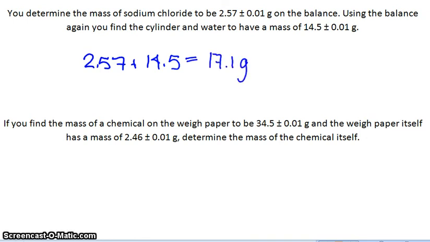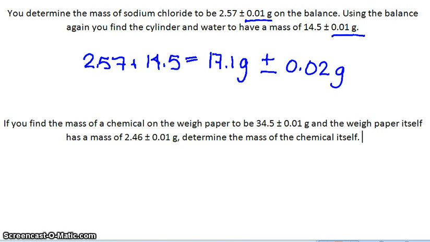Now that's the easy part. The hard part is figuring out the uncertainty. So when we are doing this experiment, we use the balance once to weigh the sodium chloride, and we use the balance again to weigh the cylinder and the water, which means that the uncertainty of the balance has basically been doubled. So we have to add these two uncertainties together to get the uncertainty of the overall experiment. So this answer is 17.1 grams plus or minus 0.02 grams.